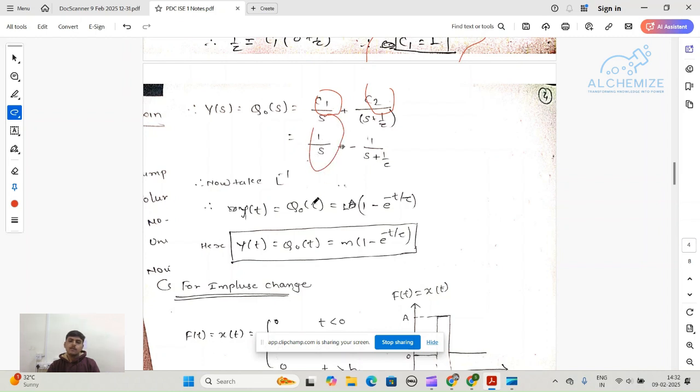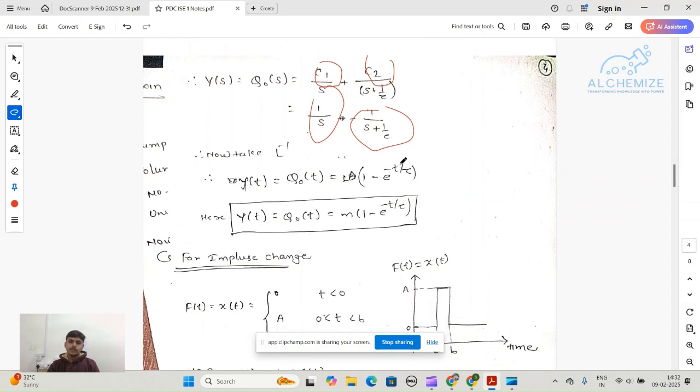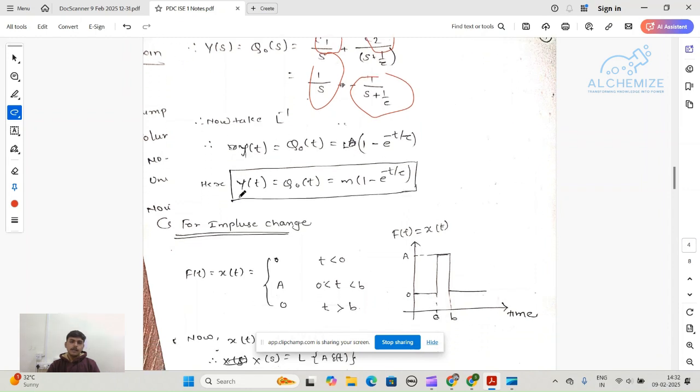So we know the Laplace of 1. Laplace of 1 is 1 by s. So it comes as 1 by s, and the inverse Laplace of this is e raised to minus t by tau. So here e raised to minus t by tau is there. So my equation, that is small y of t is equal to q of t is equal to m into, so here instead of 1 I am putting m as a magnitude, I can put here a also. So for your reference, 1 minus e raised to minus t by tau.